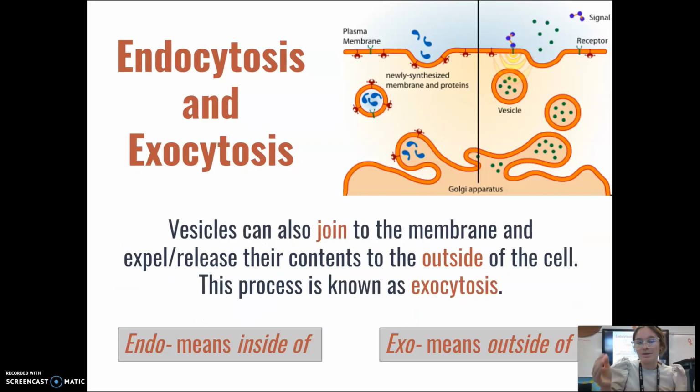And then same thing with exocytosis, except the opposite direction. So here we have the vesicle of solutes inside the cell already, and they are exiting the cell. So as the vesicle opens to release those solutes, it then just rejoins the cell membrane. Easy peasy. And we can remember endo because it means inside. They sound very similar. And then exo means outside of or exit.